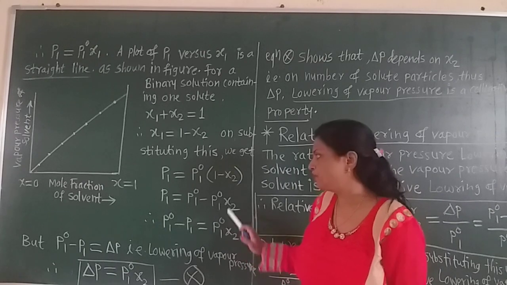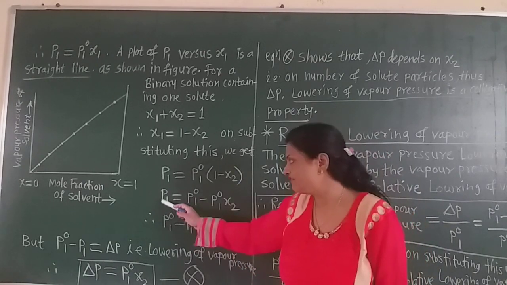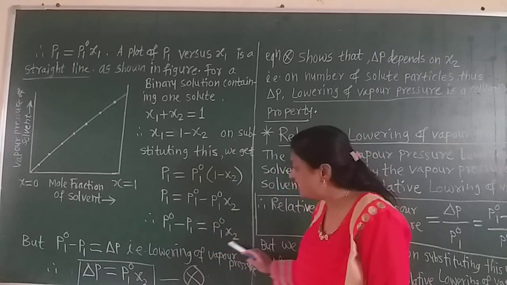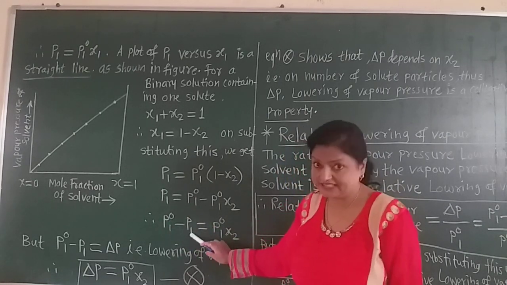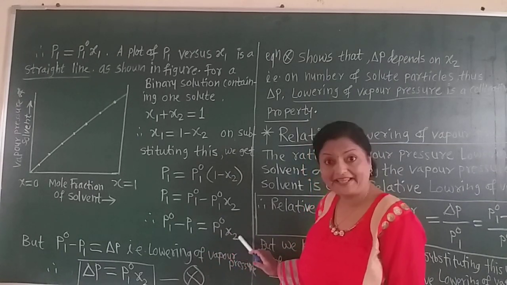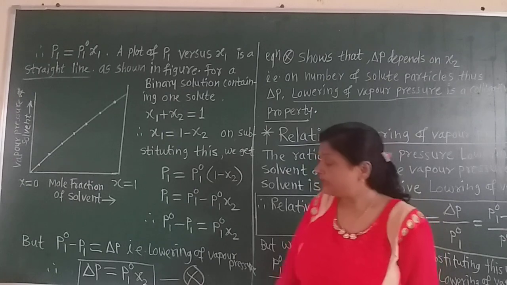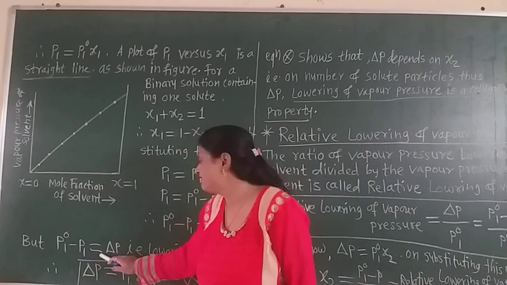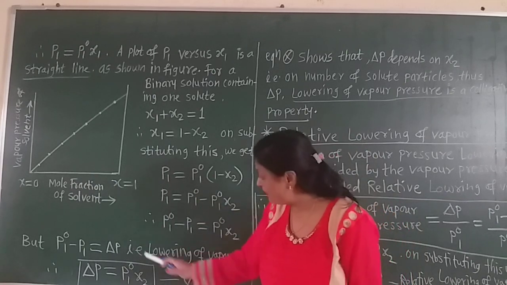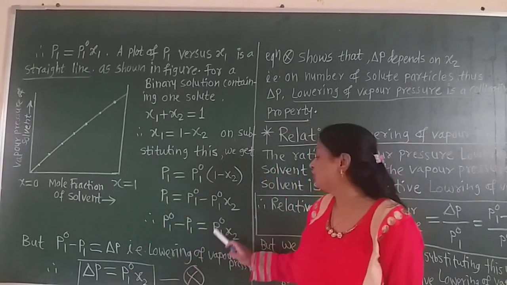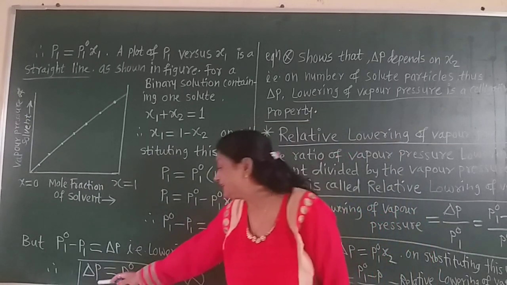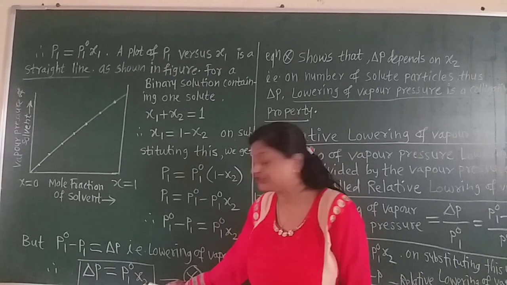This becomes plus now because that goes to that side, and P1 becomes minus because it comes to this side. So this P01 minus P is the lowering of vapor pressure, and this is equal to P01 X2. But P01 minus P1 is equal to delta P, that is the lowering of vapor pressure, and therefore delta P is equal to P01 X2. This equation, we obtain as delta P is equal to P01 X2.